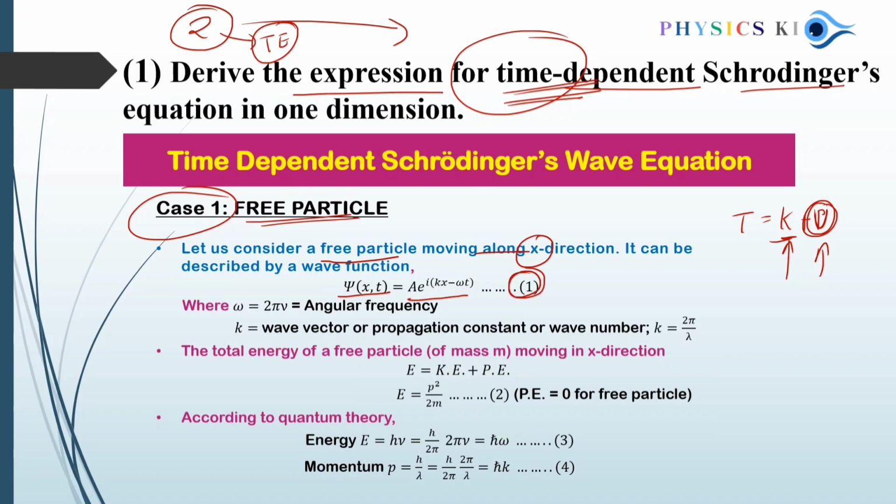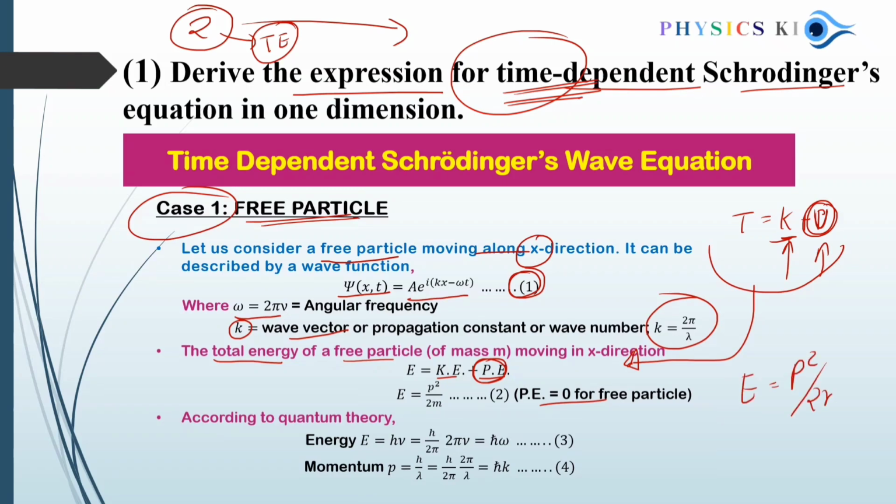This is our function, where omega is 2 pi nu, the angular frequency, and k is your wave vector, that means 2 pi by lambda. So this is our concept which is useful here. The total energy of a free particle is kinetic plus potential, but potential energy is zero because the particle is free. So only E is equal to p square divided by 2m. This is our equation number 2.